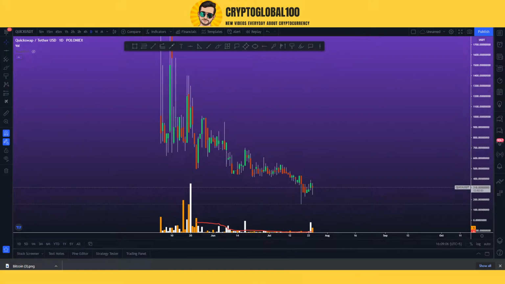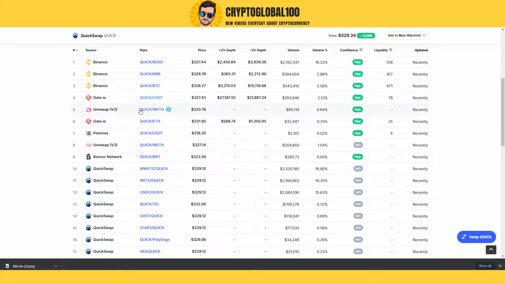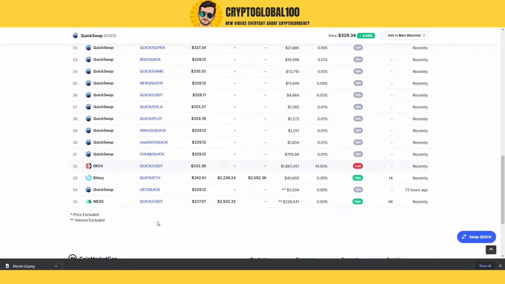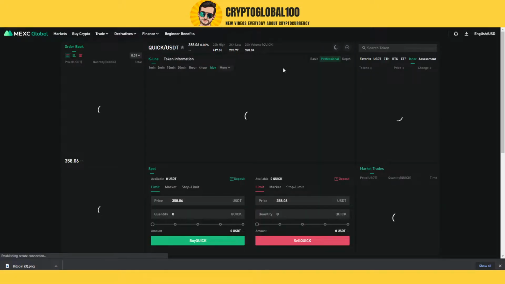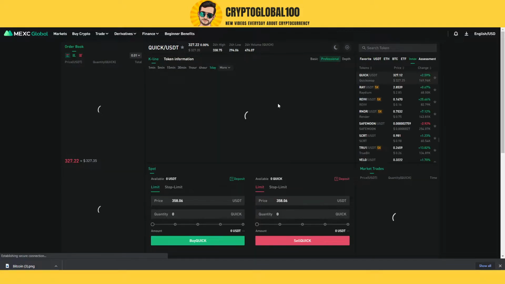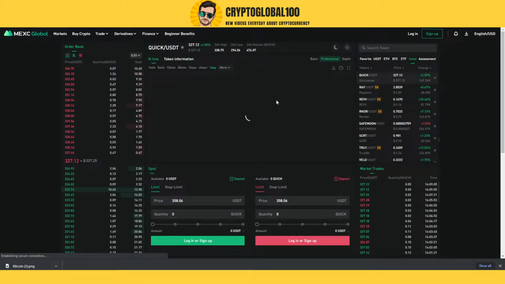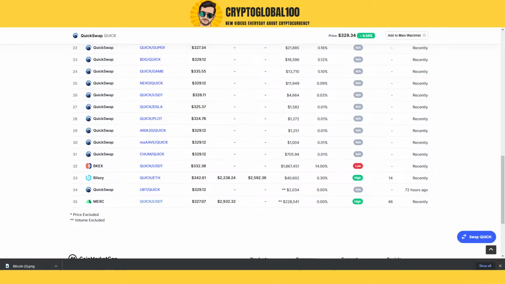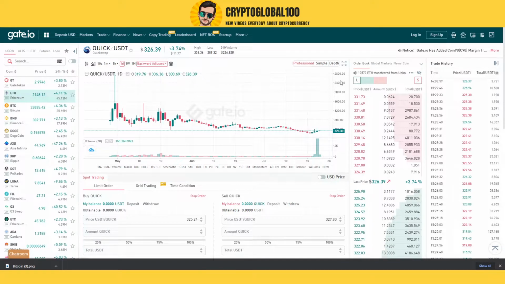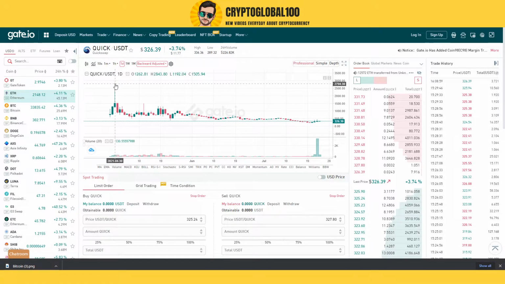If we take a look at other exchanges, here we have Gate, Poloniex and MX exchange. Let's take a look at the MX exchange as well, so we can get an idea of this QUICK USDT price analysis. No, it was launched later on this website. So we're going to take Gate.io. Let me show you guys.